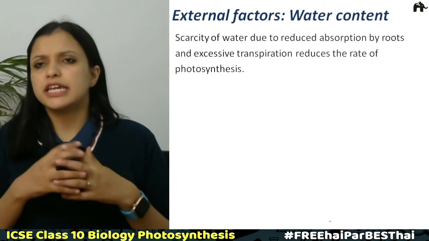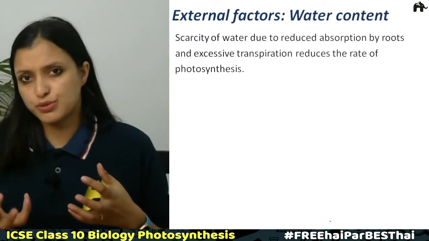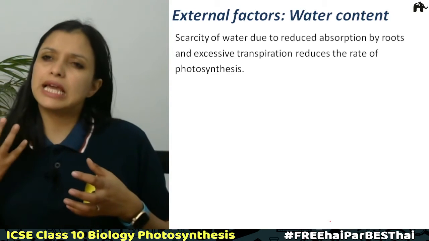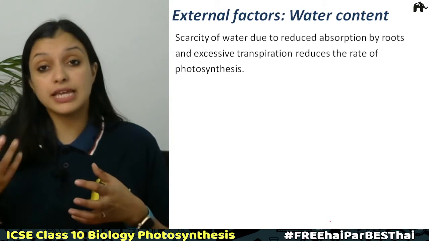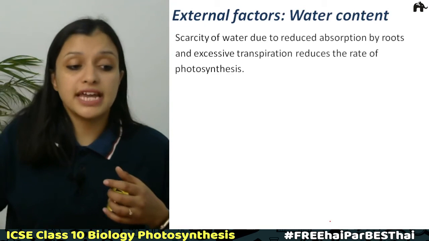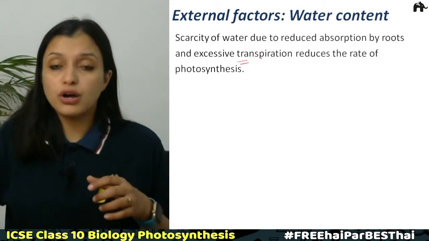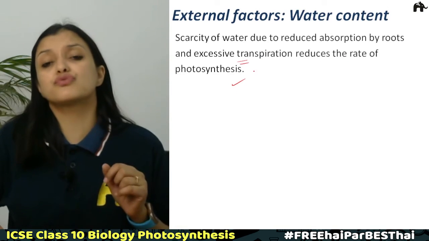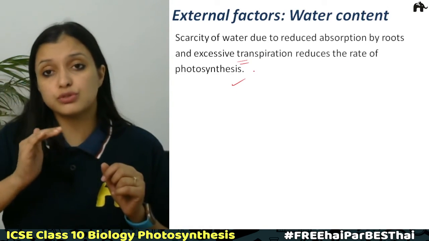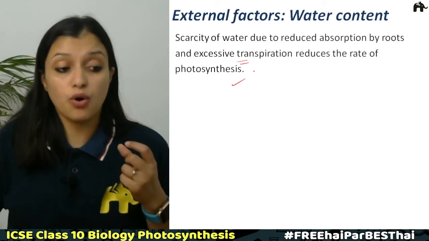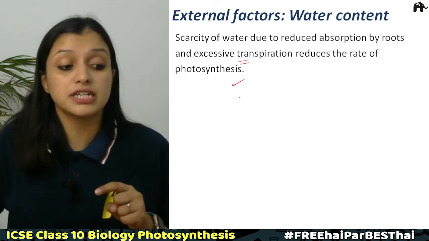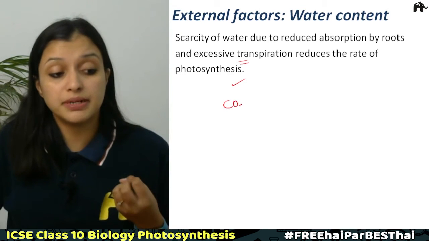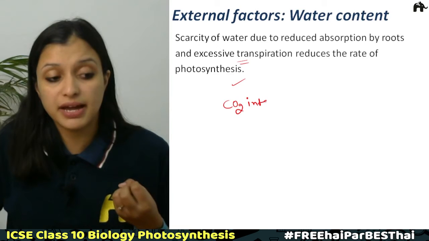In that case, if there is less absorption of water by the root, say due to the scarcity of water, or there is damage to the root, or the second case might be excessive transpiration, in all these cases there is a reduced rate of photosynthesis. The rate of photosynthesis is going to reduce a lot. Why? This will also affect the diffusive capacity, that is the carbon dioxide intake by the stomata.